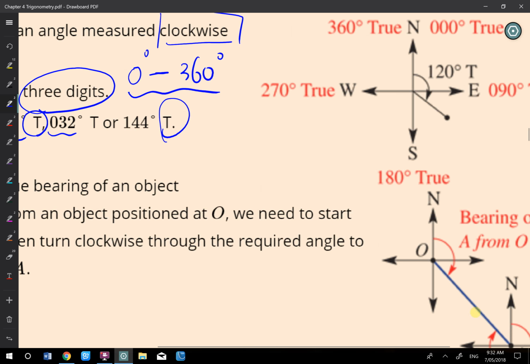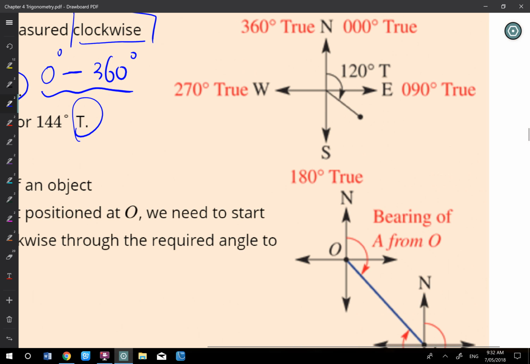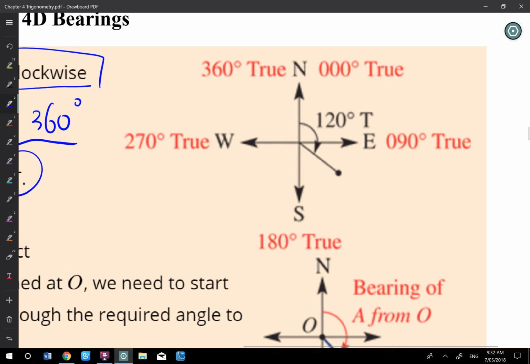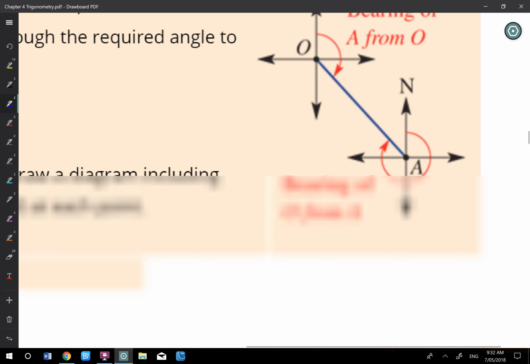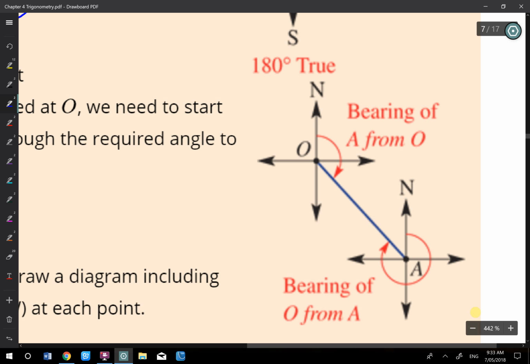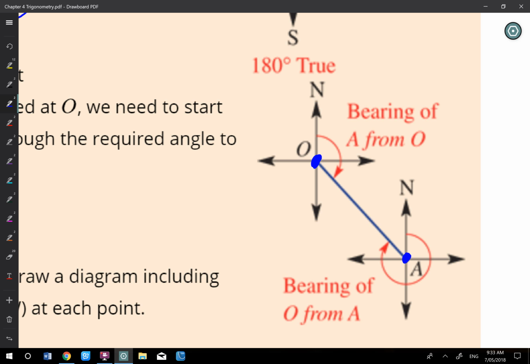So how do we measure it? For example, we always see this one. We have a point O here and a point A here. You need to measure either from O to A or from A to O. That will be 2 different angles. Let's talk about the bearing from O to A.